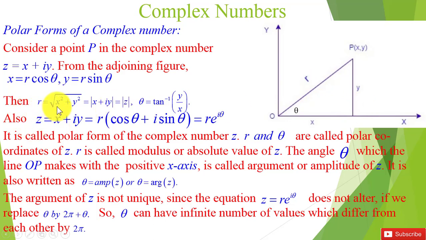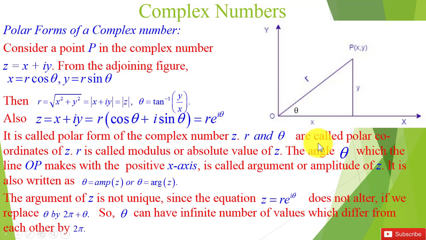Then r is equal to under root x square plus y square, which is equal to modulus of x plus iy, which is equal to modulus z. Therefore, modulus z is equal to r and theta is equal to tan inverse y by x. Also, z is equal to x plus iy is equal to r times (cos theta plus i sin theta), which is equal to r times e to the power i theta. It is called polar form of the complex number z.